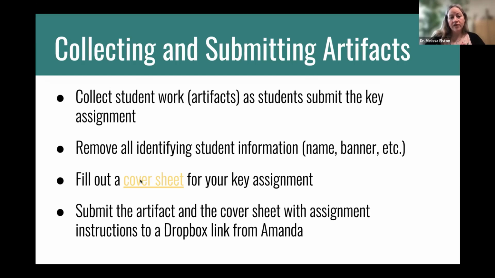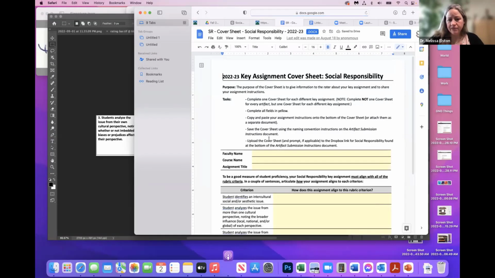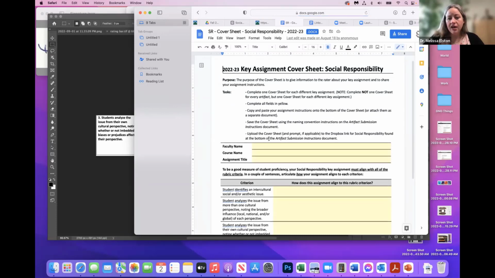I'll just click on it real quick. This is also in that list of, can you guys see that? The key assignment cover sheet, that's in that list of links that I sent you. So you do have access to that in the list. And then really, once you turn it in, your job is done unless you're a rater, and then it's not. So that really concludes what I've got to share with you.